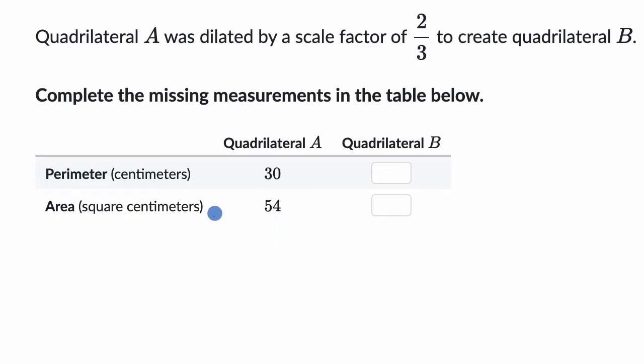All right, so in previous videos we talked about if you have a scale factor, the perimeter is going to be scaled by the same amount, while area is going to be scaled by the square of that. So perimeter is also going to be scaled by 2/3. So 30 times 2/3, let me write that a little bit neater. So 30 times 2/3 is going to be 20.